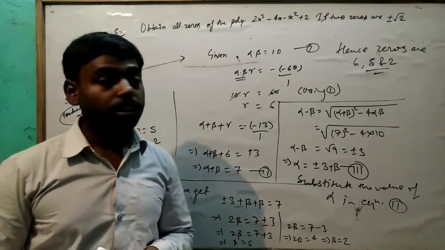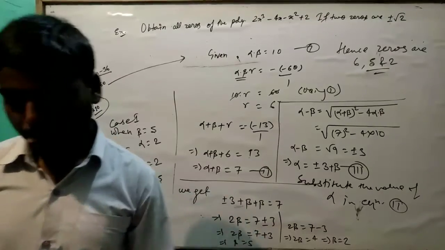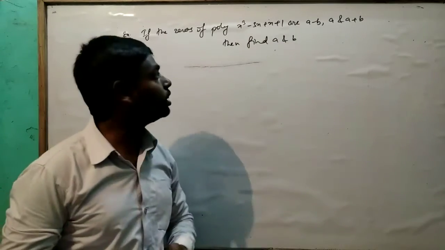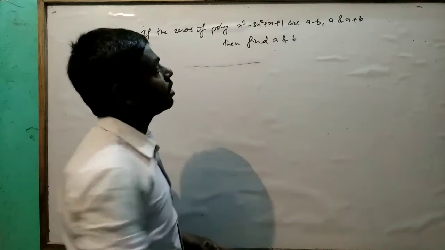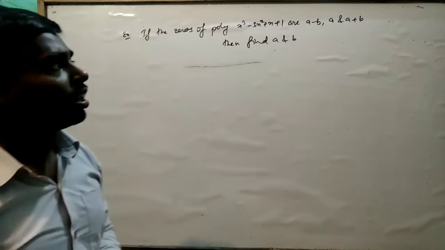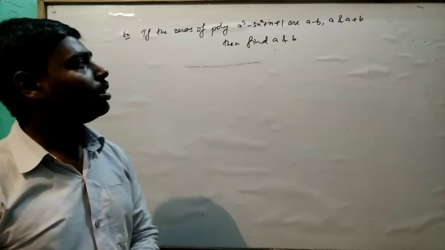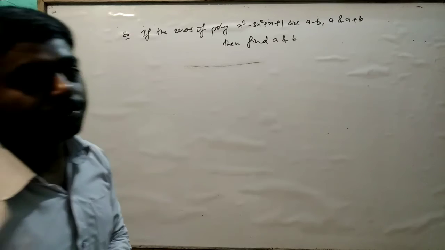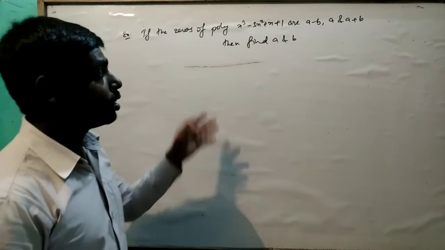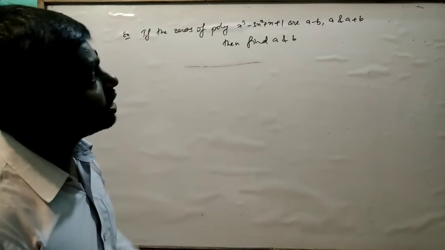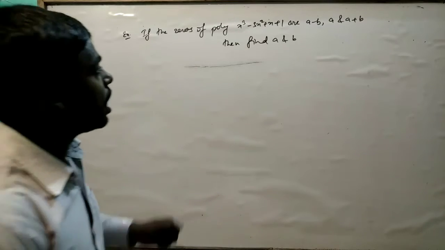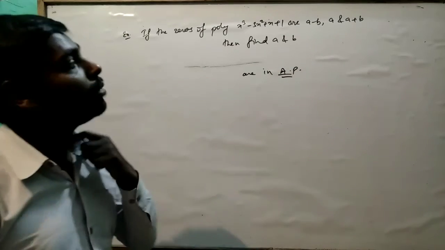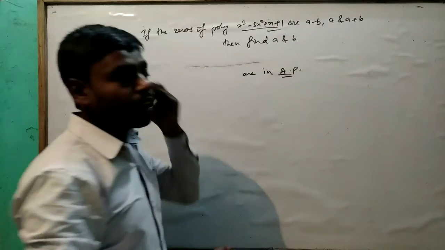Okay, next we see another example. If zeros of polynomial x cube minus 3x square plus 1 are a minus b, a and a plus b, then find a and b. This question says find the value of a and b, so this time we have to use sum of zeros and product of zeros. This question says in another way that if the zeros of the polynomial are in AP, then find the zeros.